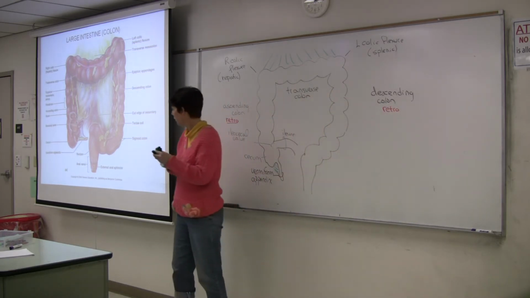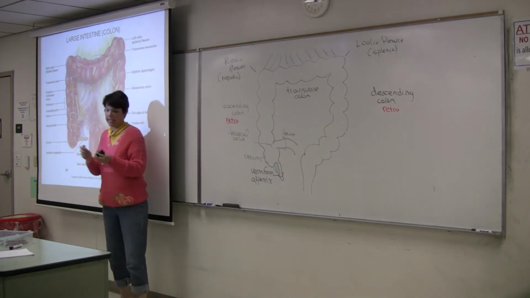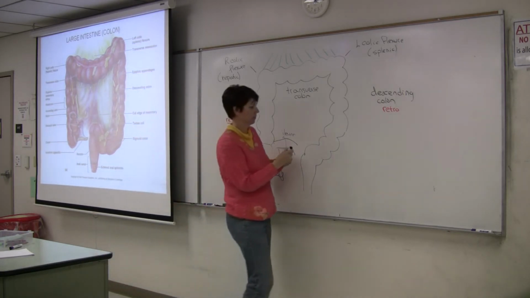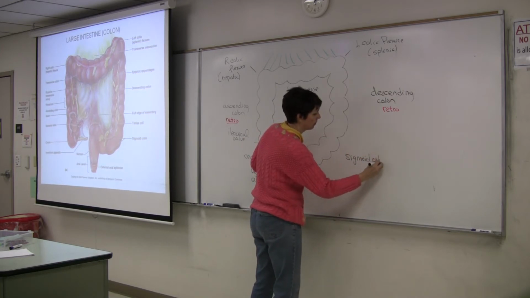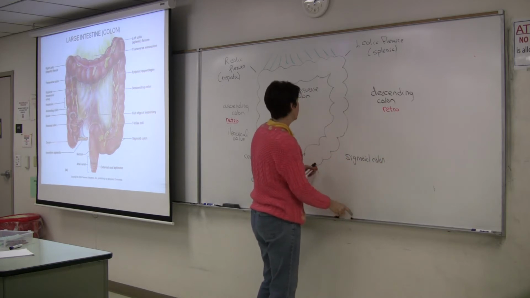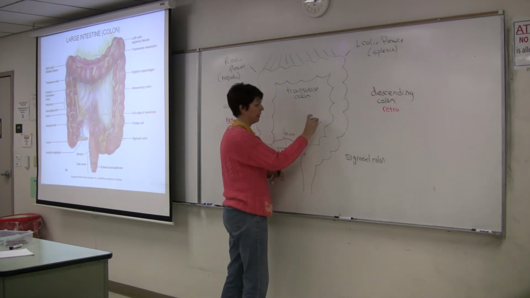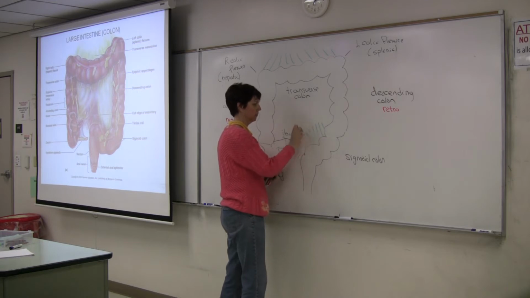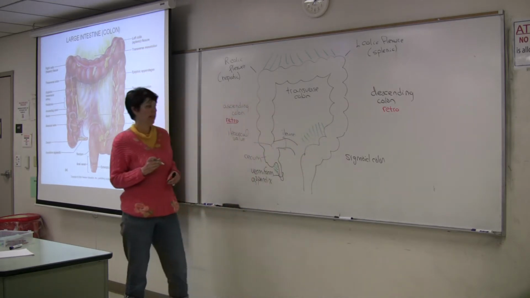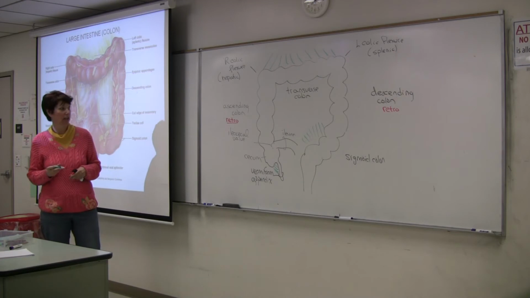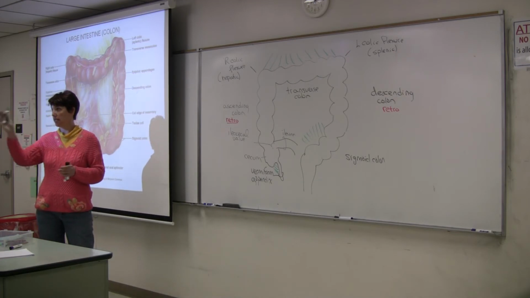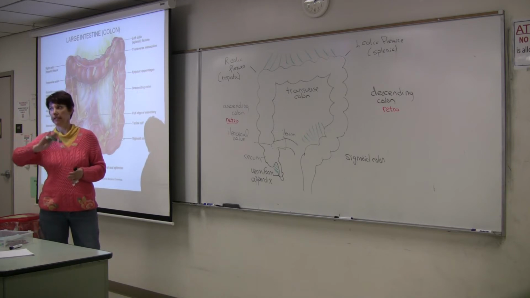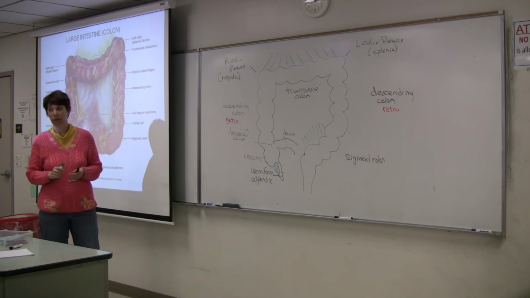This double curvature is the sigmoid colon. It has a mesentery. Right, so anything with the mesentery is intraperitoneal. Those structures without are retroperitoneal because the peritoneum is kind of like laid over it and holding it to the posterior abdominal wall.